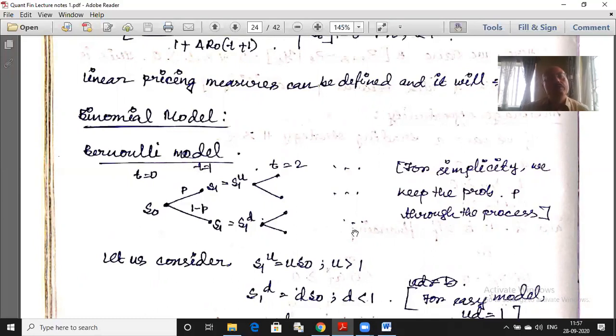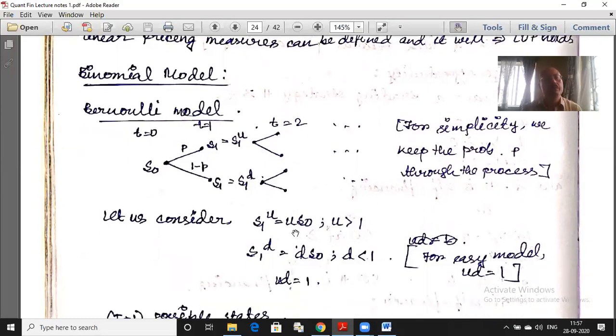And we make a lot of simplifying assumptions. We assume that the changes are in a constant proportion. So S1U and S1D are basically U fraction above S0 or D fraction below S0, with U greater than 1, D less than 1, and U times D equal to 1, which means if I take one step up and then one step down, I'll come back to the same level. So these are called recombining binomial trees. This gives rise to what is called a binomial tree, and with these assumptions it becomes a recombining tree.